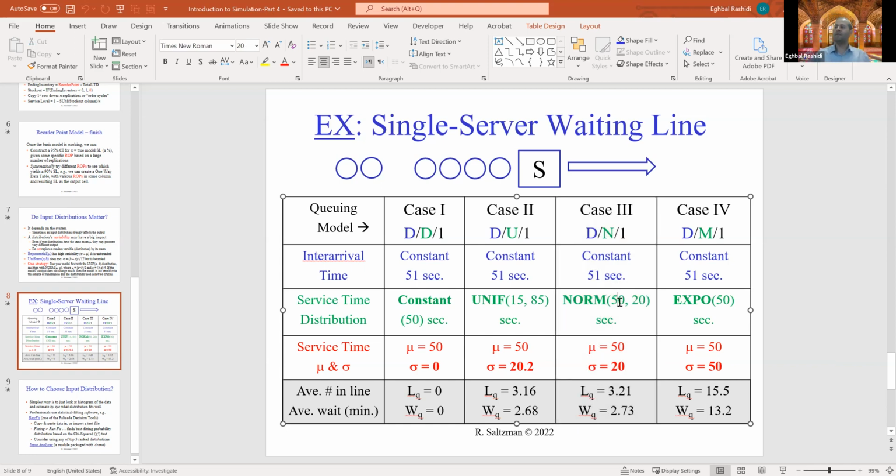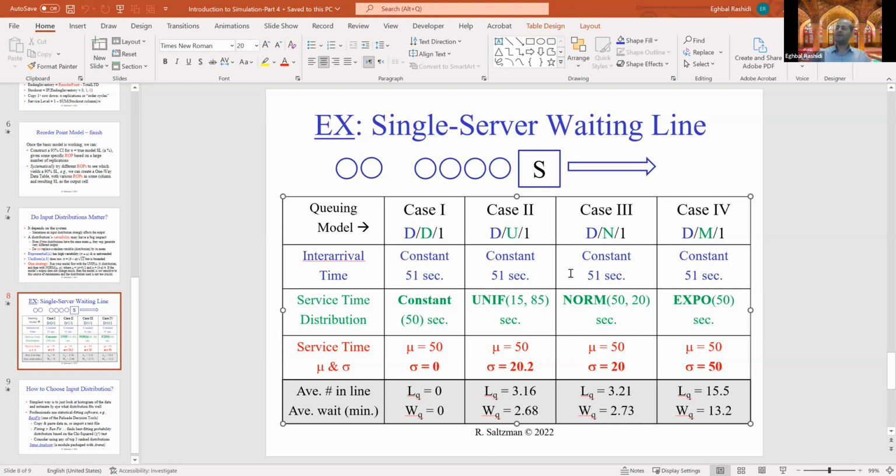The next case shows another system that follows another distribution, which is the normal distribution with an average of 50 and a standard deviation of 20 seconds. So for this also, the average is 50, similar to the uniform, and the standard deviation is 20, which is very close to the previous standard deviation for the uniform distribution. So the output for this has been computed, as you can see here. The average number of people in the line is 3.21, which is close to the uniform distribution. The waiting time is also very close.